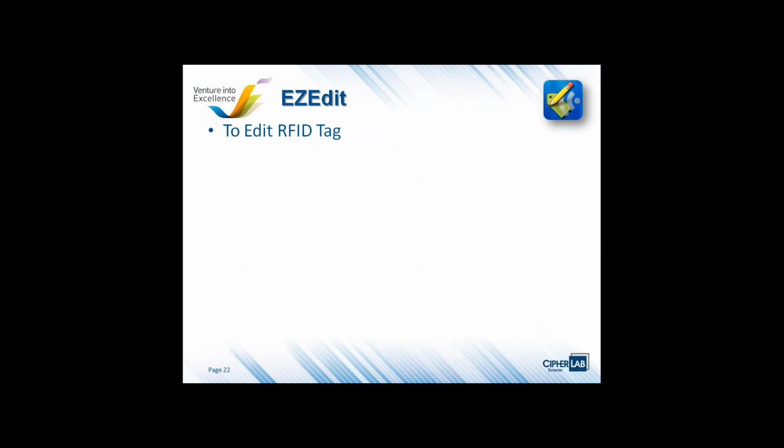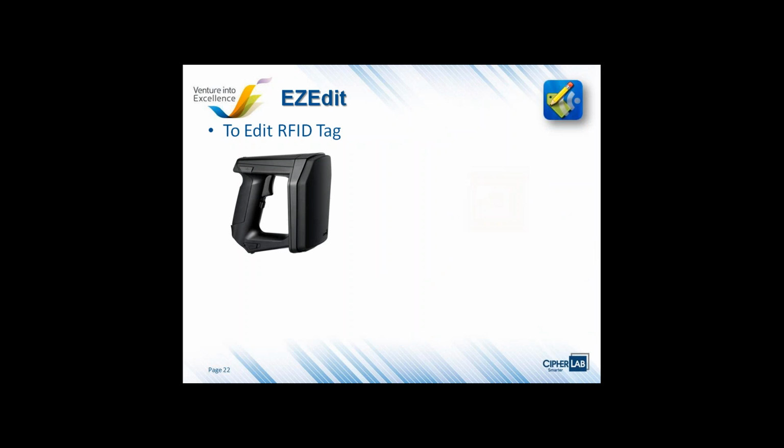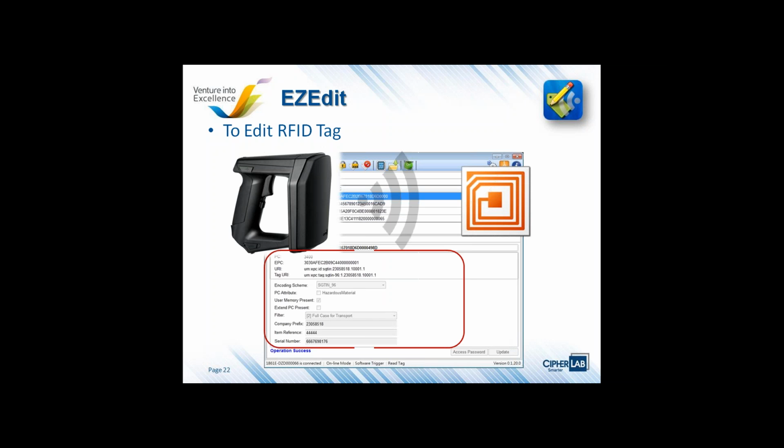And the Easy Edit is used to edit the RFID tag. The utility will classify each block so that you can read it clearly. You can modify the blocks which you would like to change. It can read user data as well.